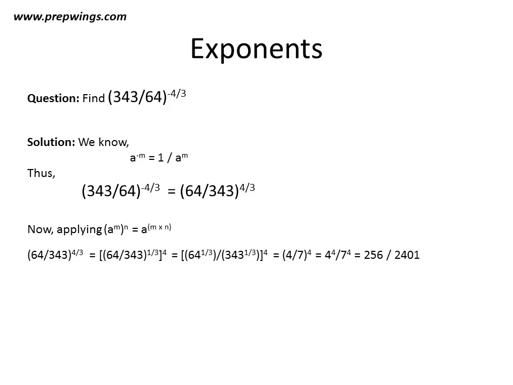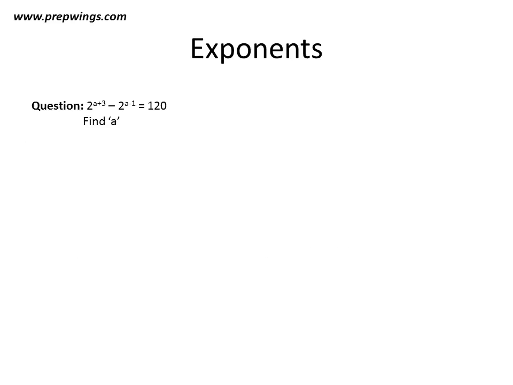So 64 raised to power 1 by 3 means cube root of 64, which is 4. And 343 raised to power 1 by 3 means cube root of 343, which is 7. So this will be equal to 4 by 7 raised to power 4, which will be 4 raised to power 4 upon 7 raised to power 4, which is equal to 256 divided by 2401. Thus 343 upon 64 raised to power minus 4 by 3 is equal to 256 divided by 2401. Now we'll look at another question.